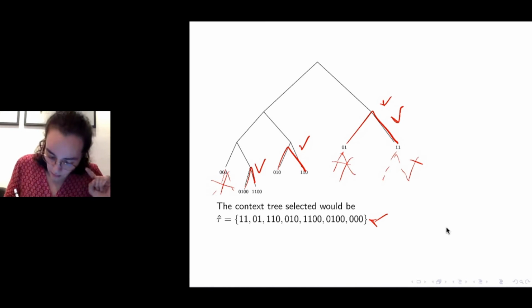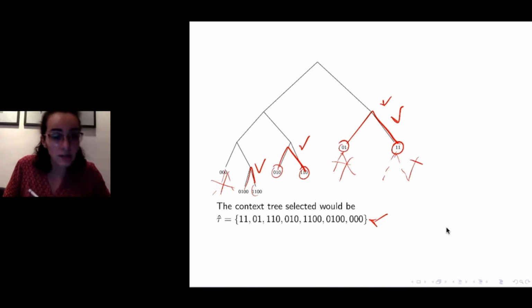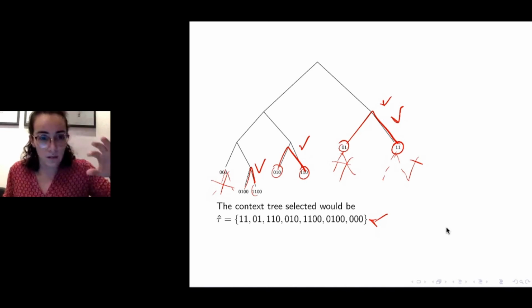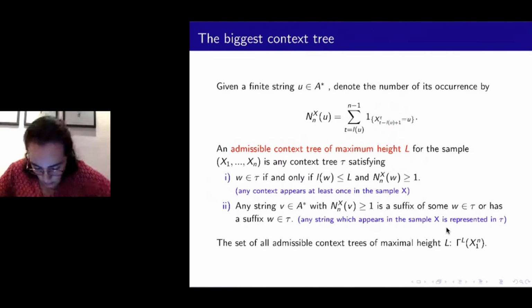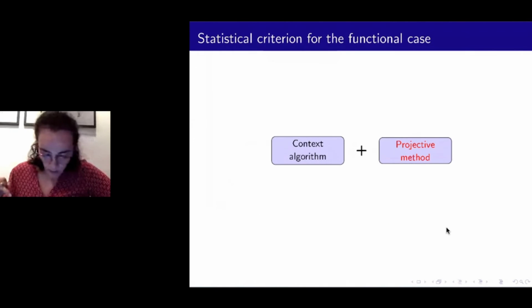Notice that my tree in the end is only the leaves, right? We are not taking any internal node. This is just to define how to use the biggest tree. Maybe I will not speak about that. I think I don't have much time yet. So I'll just skip this, and I will go to this projective method.